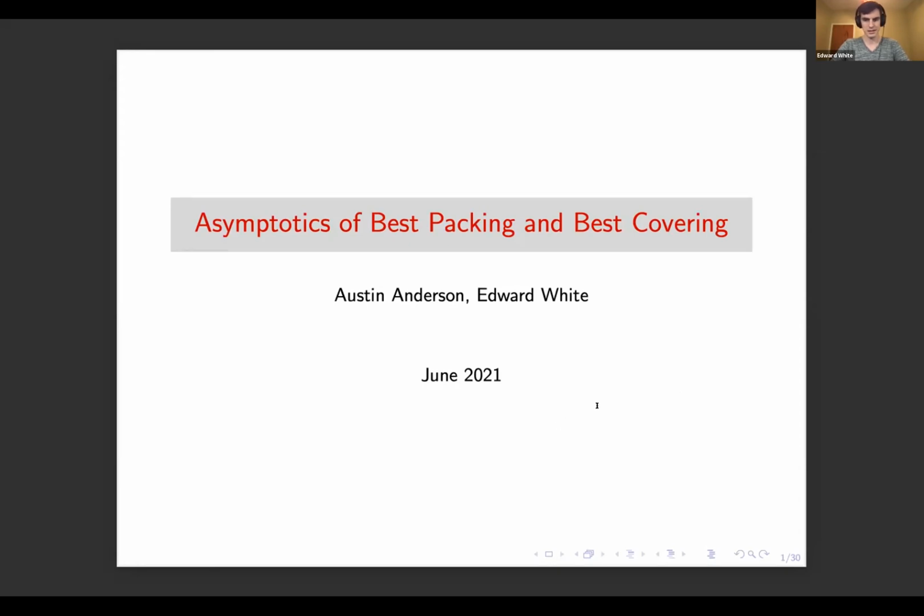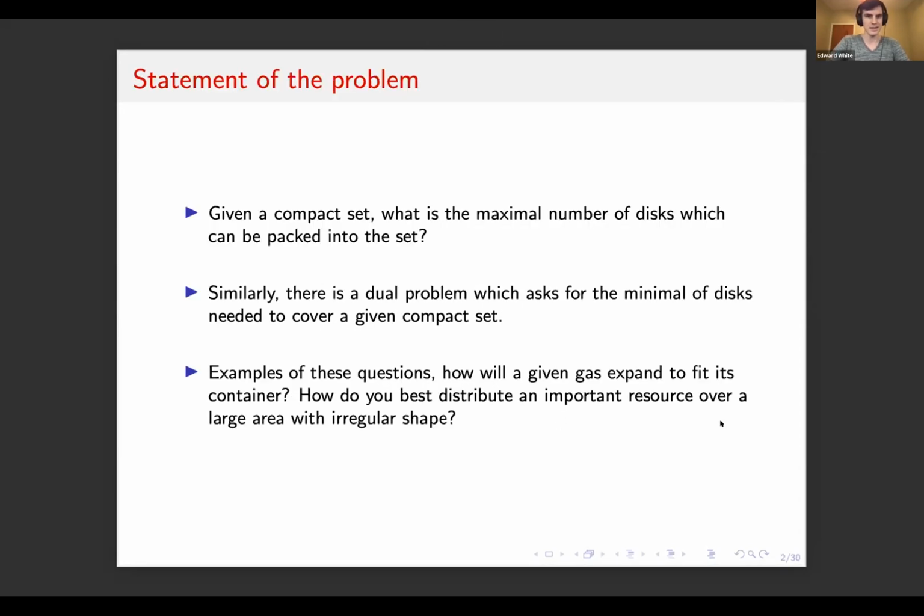Okay, let's see, there we go. All right, so we begin with a statement of the problem. We have two problems to think about. Given a compact set, what is the maximum number of disks which can be packed into the set? This could be called the best packing problem. Similarly, there's the dual problem, which asks, what is the minimal number of disks needed to cover a given compact set? And this is the best covering problem.